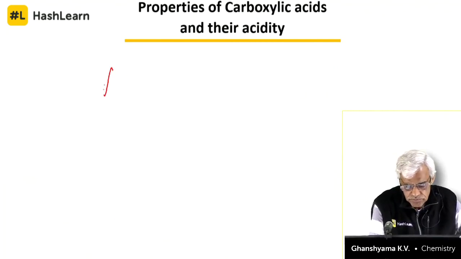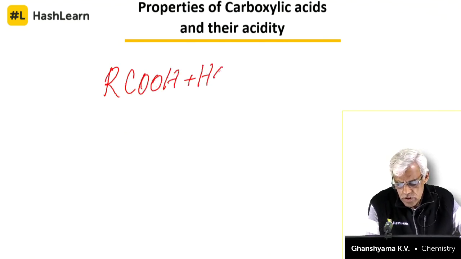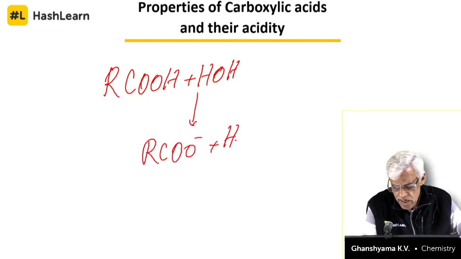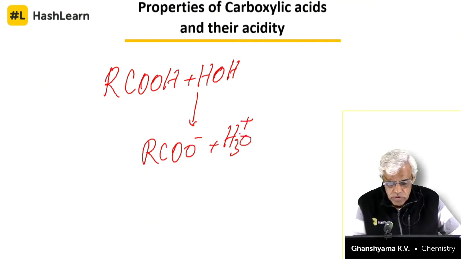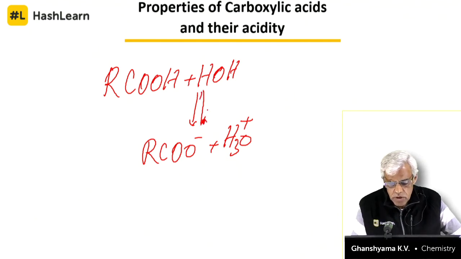Suppose we have an acid RCOOH. You dissolve this in water. It results in the formation of RCOO minus and H3O plus. An equilibrium is established.